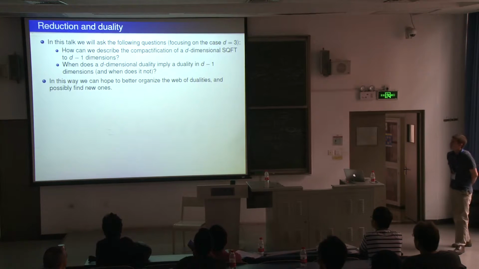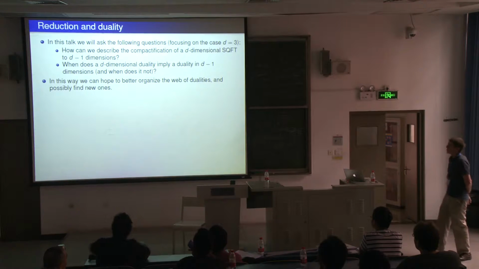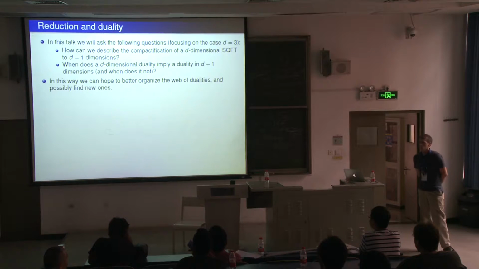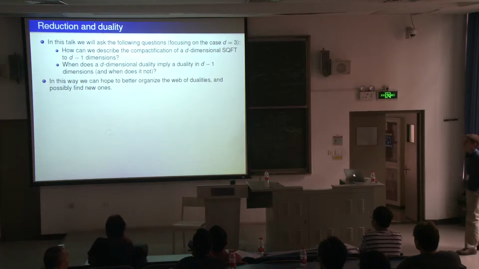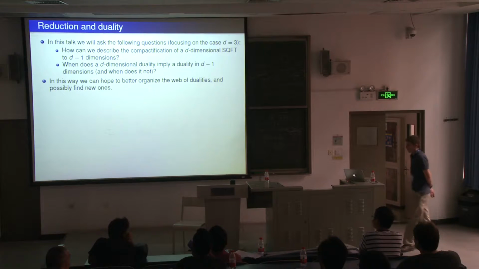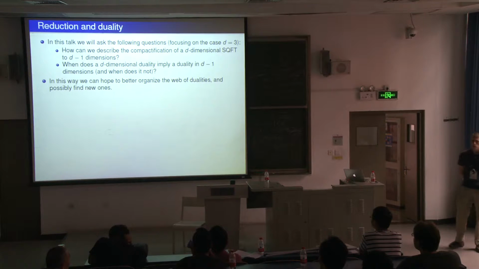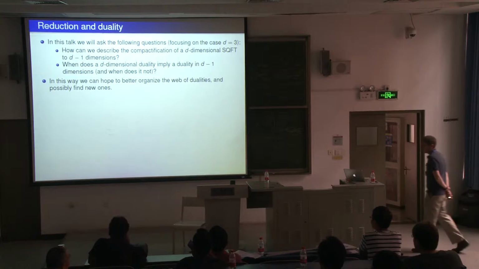In this talk, I'm going to ask the following two questions. First of all, how can we describe the theory that we obtain by compactifying a d-dimensional QFT on S^1? Can we find some useful description of it? And second, when we have a d-dimensional duality, when does it imply a duality of the theory we obtain in d-1 dimensions by compactifying? And just as importantly, when does it not imply a duality? By answering these questions, we can hope to better organize this web of dualities to see which ones are more fundamental and which ones can be derived from them, and also maybe to find some new dualities.